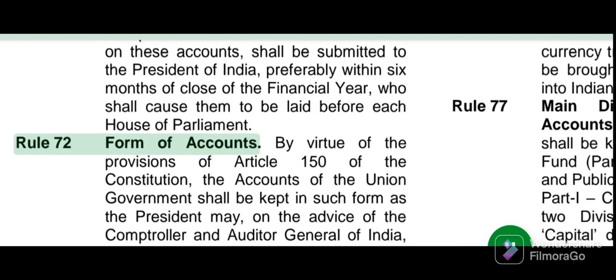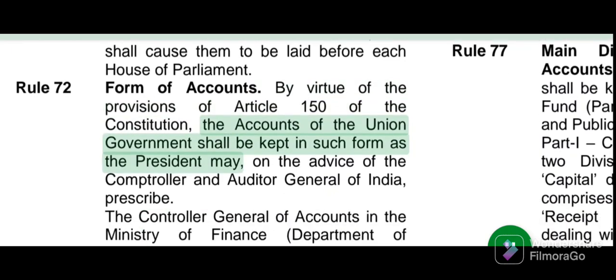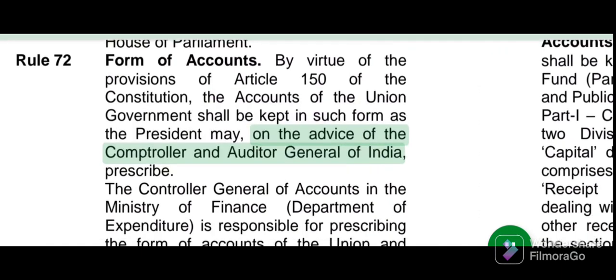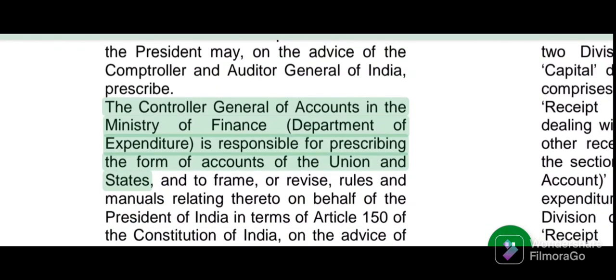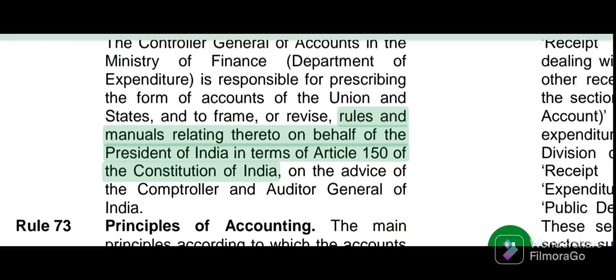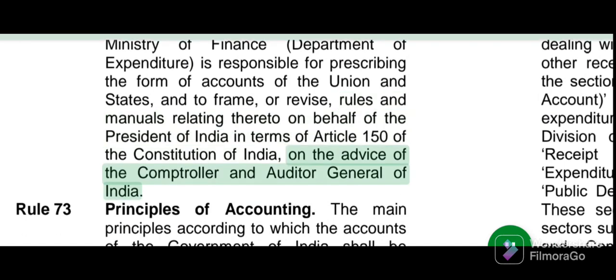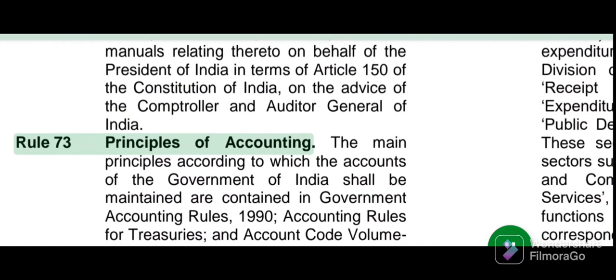Rule 72: Form of accounts. By virtue of the provisions of Article 150 of the Constitution, the accounts of the Union Government shall be kept in such form as the President may, on the advice of the Comptroller and Auditor General of India, prescribe. The Controller General of Accounts in the Ministry of Finance, Department of Expenditure, is responsible for prescribing the form of accounts of the Union and States, and to frame, or revise, rules and manuals relating thereto on behalf of the President of India in terms of Article 150 of the Constitution of India, on the advice of the Comptroller and Auditor General of India.